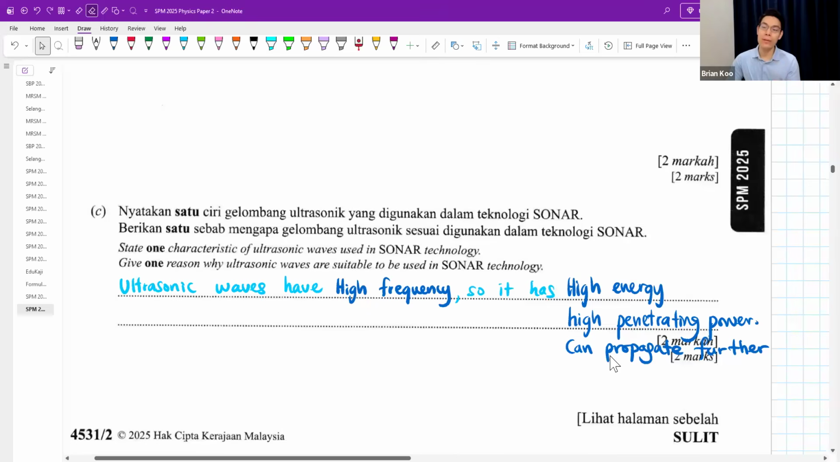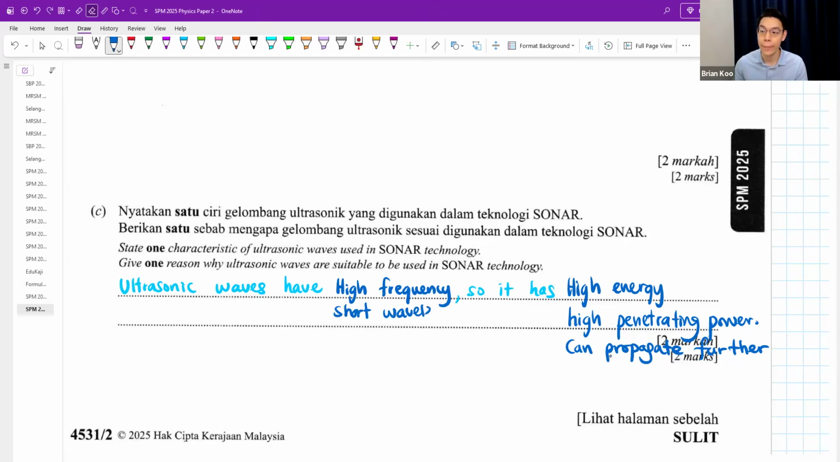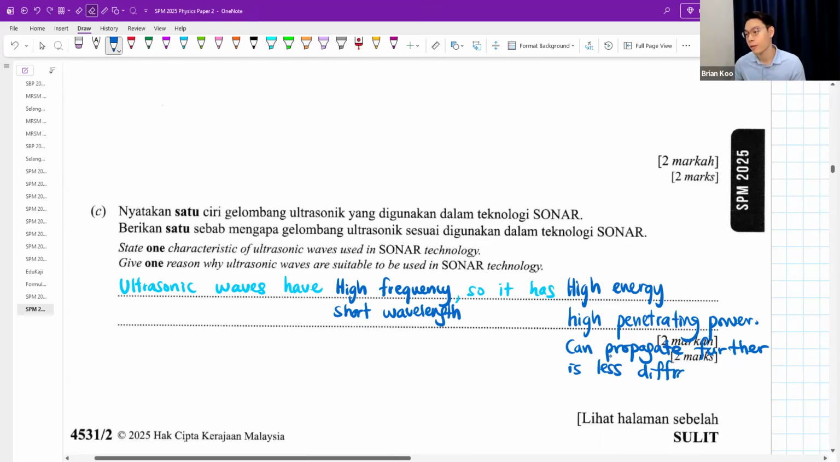By the way, a very high frequency wave has a very short wavelength. If you want, you can also say ultrasonic wave has a short wavelength. And we know anything that has short wavelength won't be diffracted a lot. So it is less diffracted. Maybe. So there are so many possible ways you can write it.